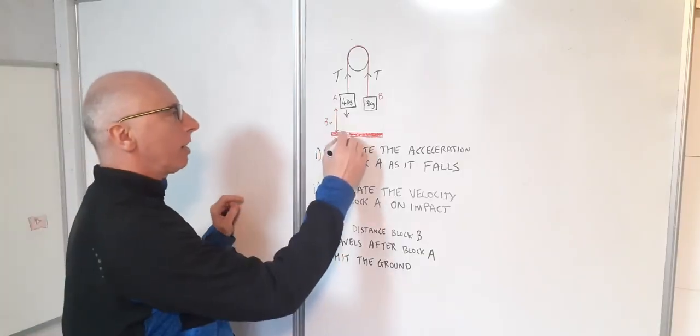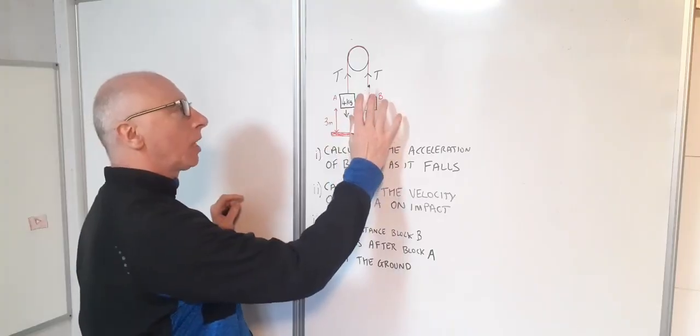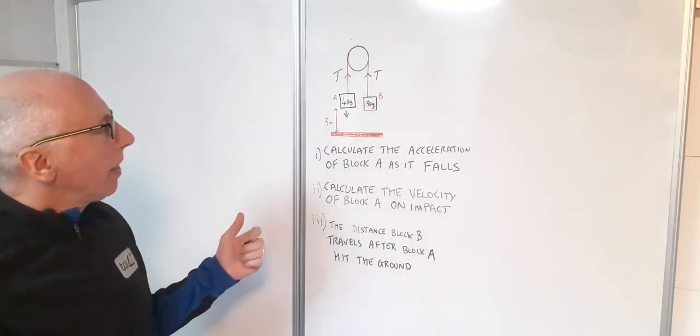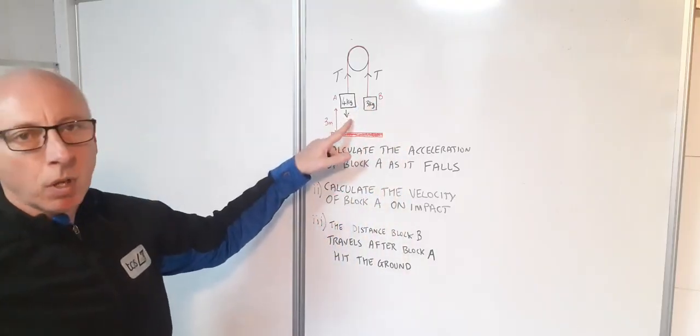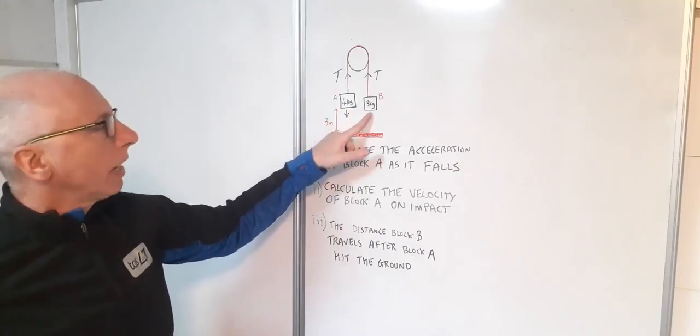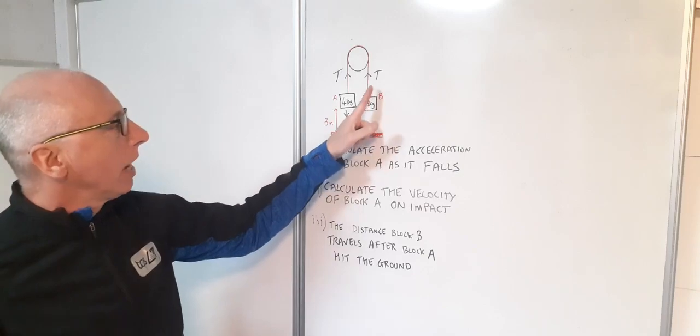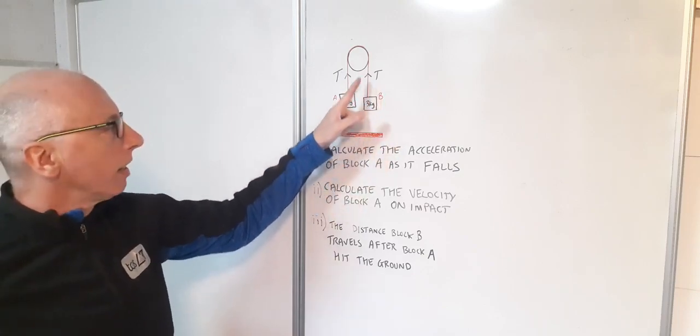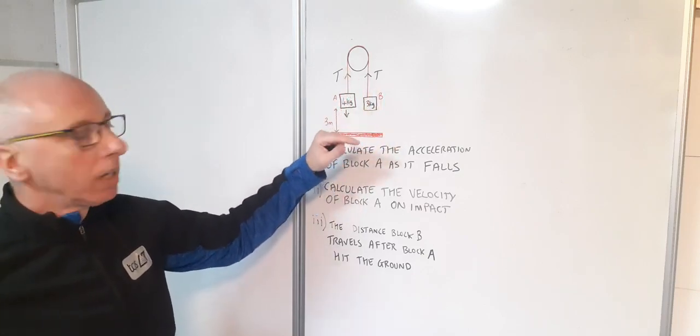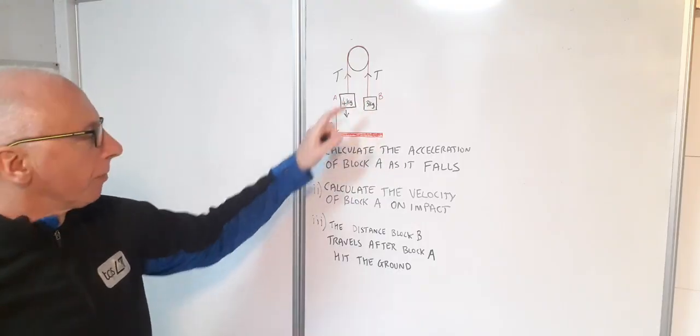So when block A hits the ground, block B will still be going up a little bit. And then the force of block A falling will no longer be acting on block B. All that will be acting on it is the initial speed, and then gravity will act against it, and then it will go upwards and then back down as the string becomes taut again.